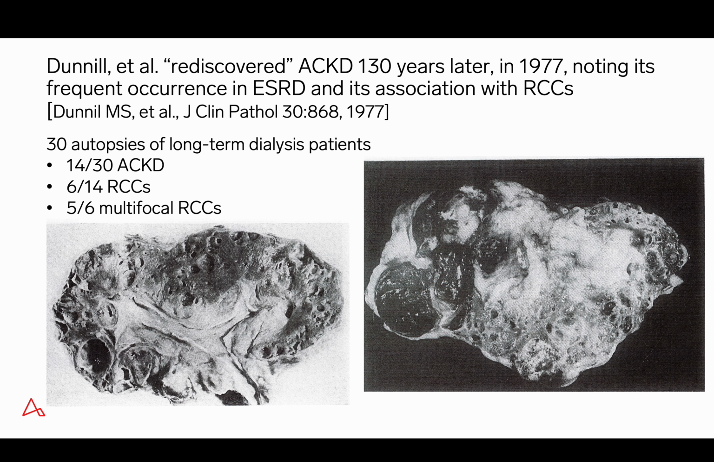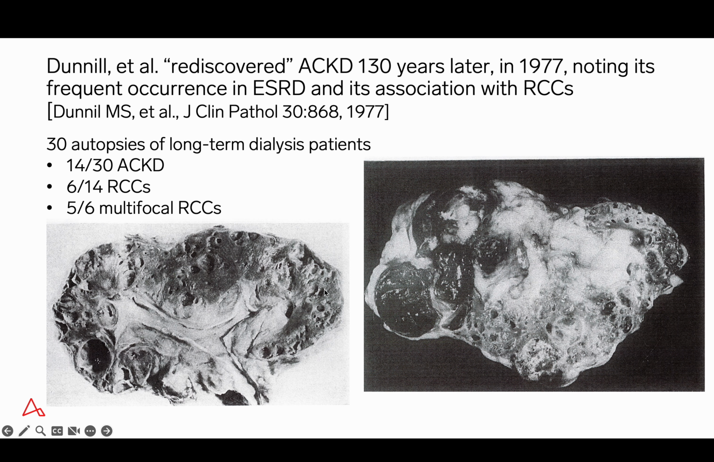Now, this disease was essentially rediscovered 130 years after the Simon publication. Back in 1977, Dunhill et al. noted the frequent occurrence in end-stage renal disease of the presence of diffuse cysts. He performed an autopsy study of 30 patients on long-term hemodialysis and noted that 14 of these 30 patients showed diffuse cystic transformation of their small contracted kidney.